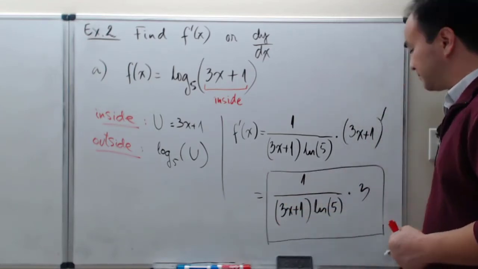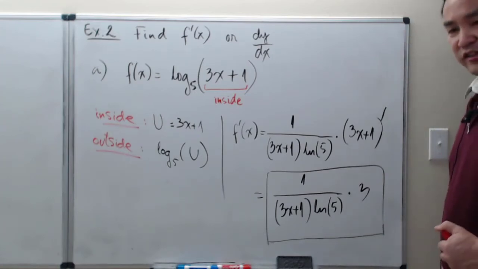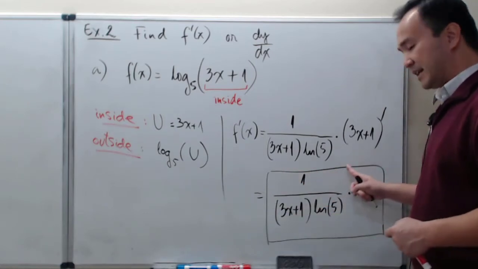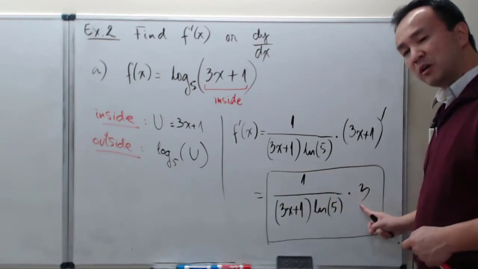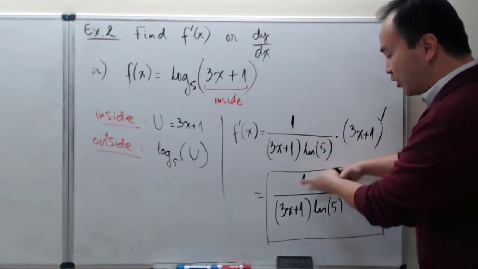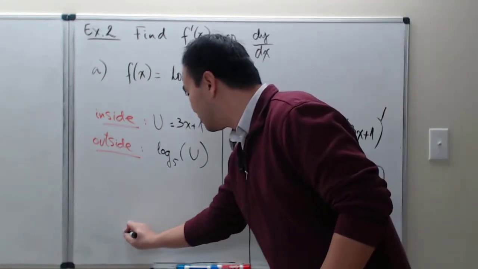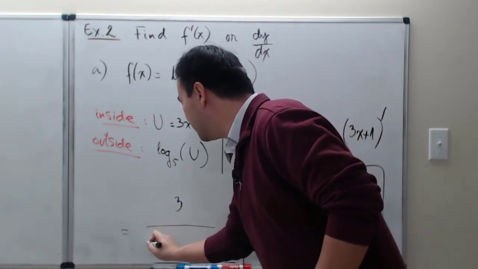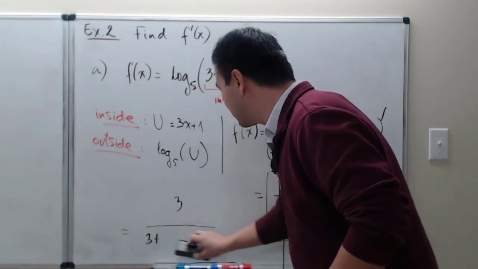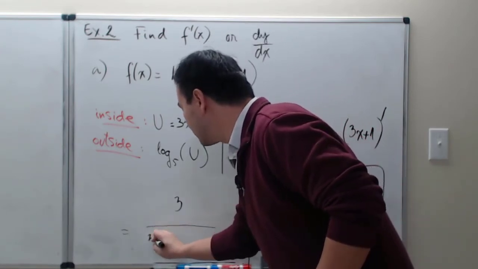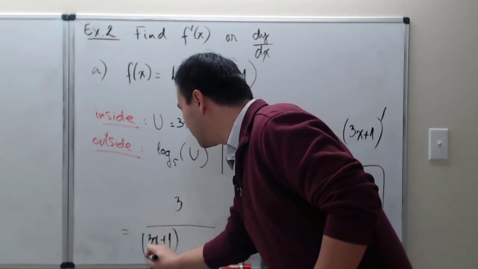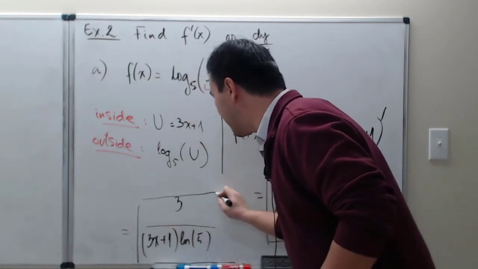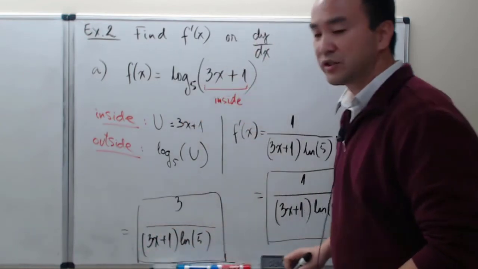Straight out of the box, using the chain rule. And again, if you are required to bring your final answer as one fraction, right now it's one fraction multiplied with an extra factor, and we can bring it all together in one fraction. So you can also write your final answer as 3 over 3x plus 1 times the natural log of 5. This is another way of writing your final answer in case you are required to do so.